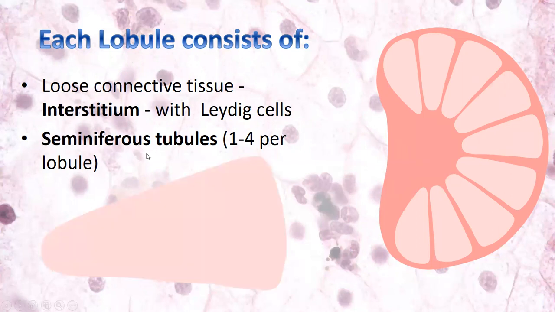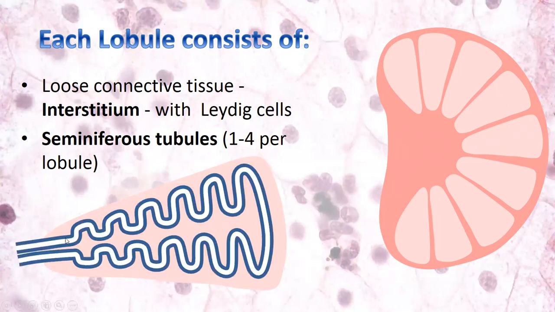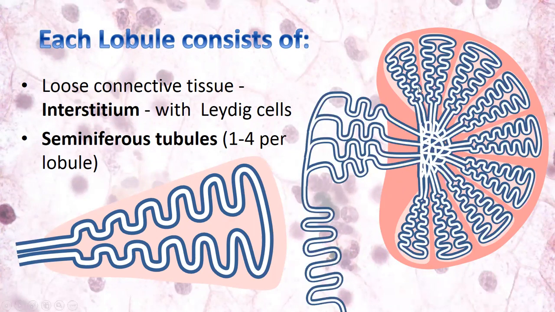per lobule. Here we can see interstitium or stroma of the lobule. It's loose fibrous connective tissue, and inside this connective tissue there are seminiferous tubules, special convoluted tubules which produce spermatozoa. It's the place where spermatozoa are produced. And here we can see seminiferous tubules, and they are located in each septa, in each lobule.